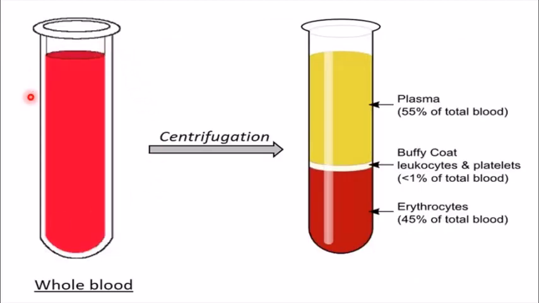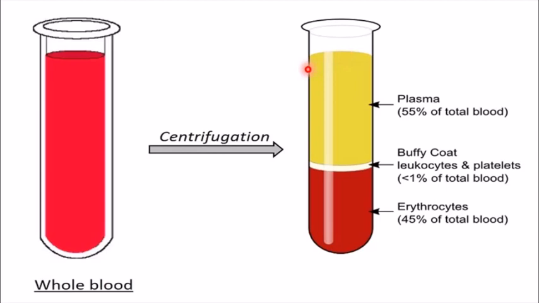So if you take your entire blood, which is red in color, and centrifuge it. Centrifugation is nothing but you keep the blood and rotate it at a very high speed, which is done in a centrifugation machine. Because of that, the solid substance in the blood settles down and the water content is left on the top.